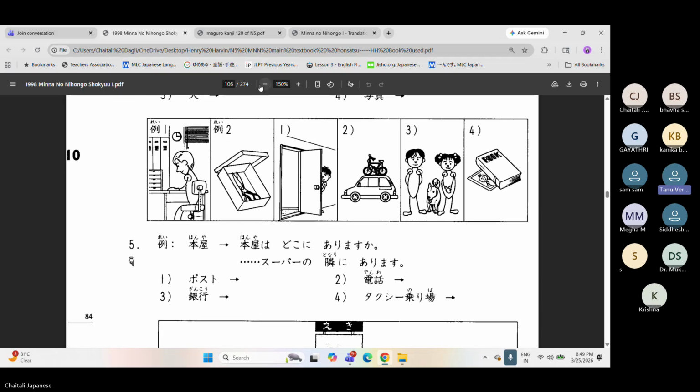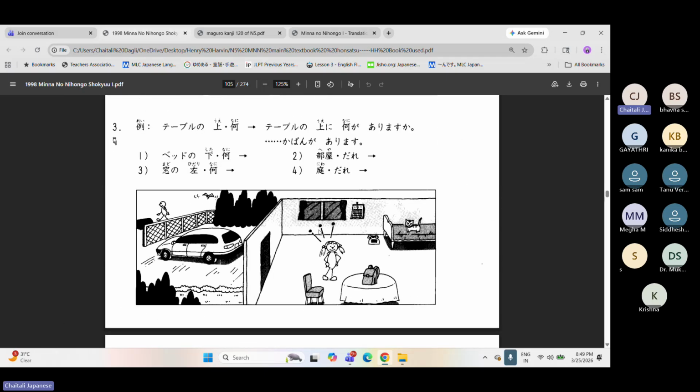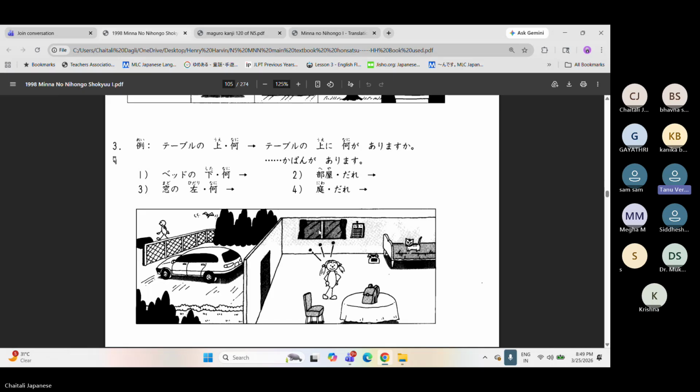Ma'am, I wanted to ask something. In chapter 9 you told us a second use of ga. Ga is a subject marker. It is used to enhance the characteristics of a particular person or an object. Okay?